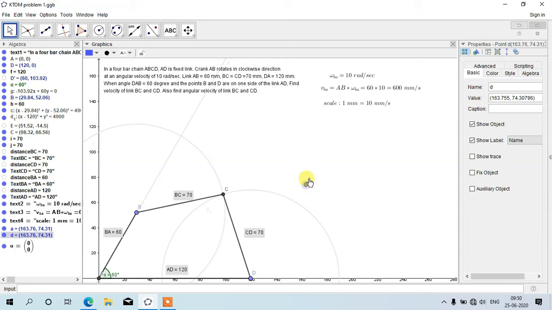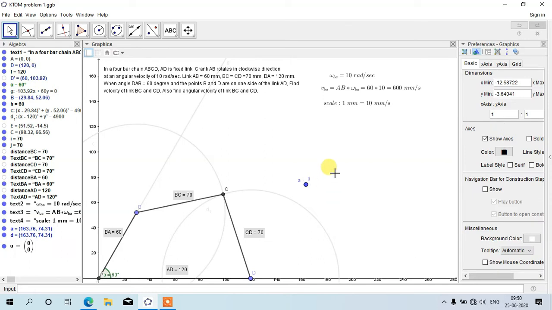So you can see over here point A and point D will coincide. This point will overlap each other. So it represents that velocity of point A and velocity of point D is equal to 0 because the magnitude of the vector is 0. Okay, so now we have placed our first point, that is point A and point D in velocity realm.